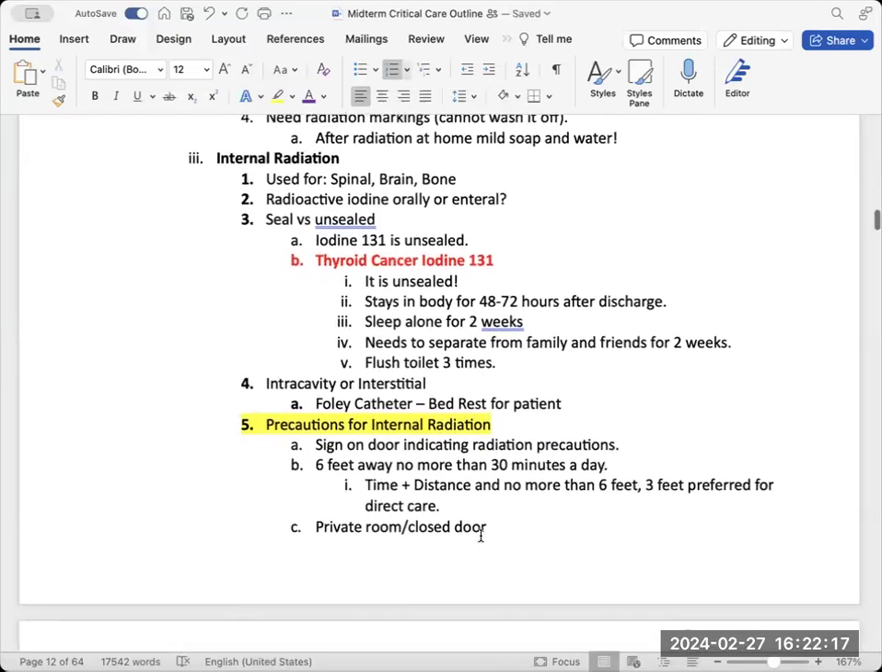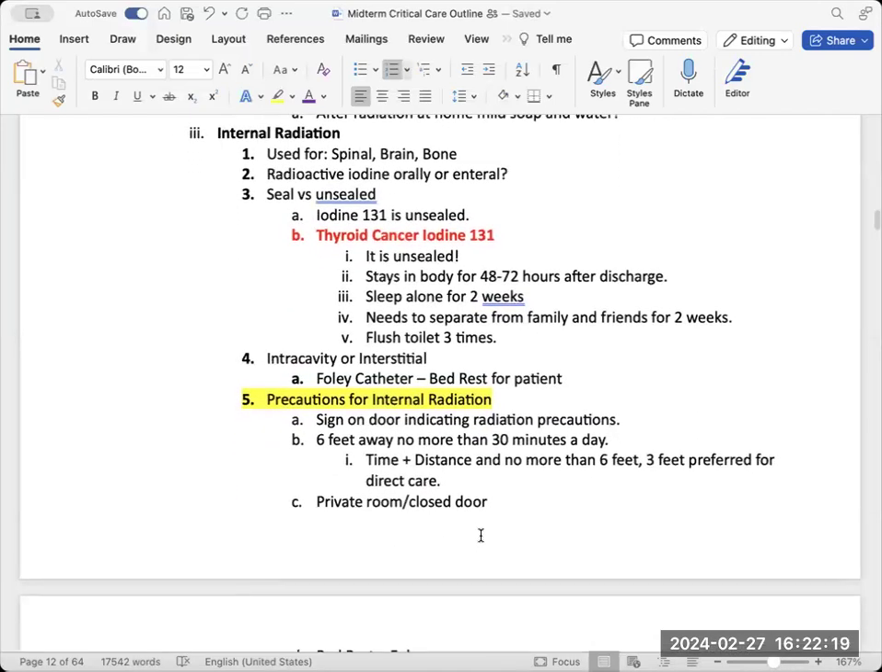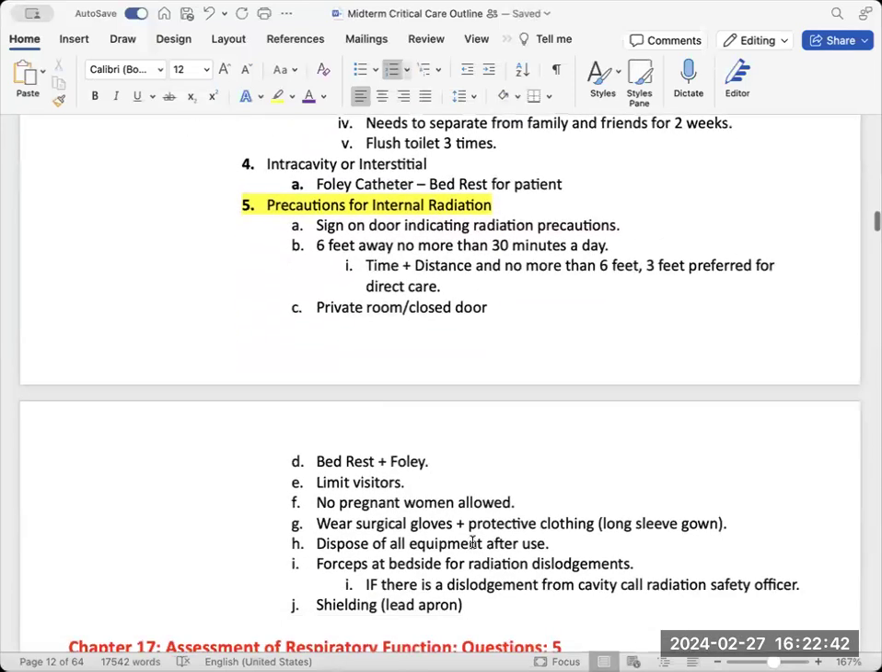For internal radiation, I know she mentioned things like thyroid cancer, iodine 131. It could be sealed or unsealed, but the iodine 131 is unsealed. It stays in the body for 48 to 72 hours, right? They can't see anybody for 2 weeks, and they need to flush the toilet 3 times or several times every time they go to the bathroom, right? Precautions, because it's inside the body.